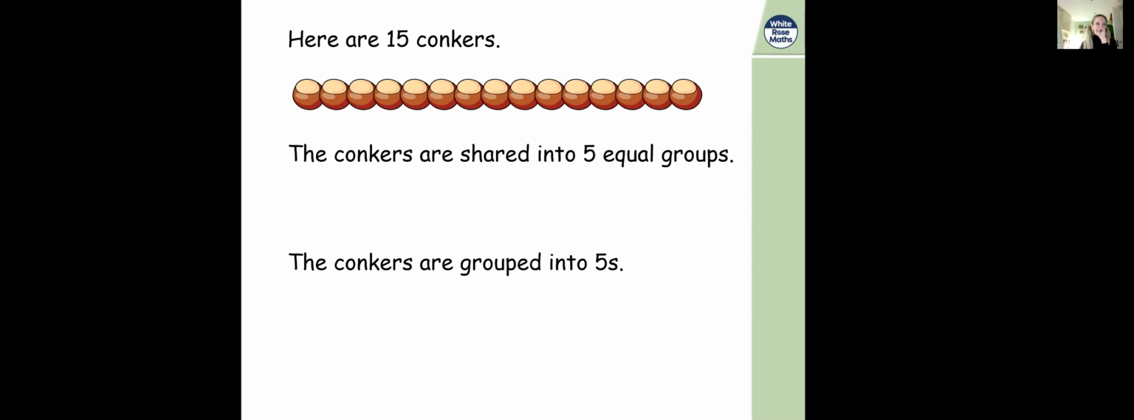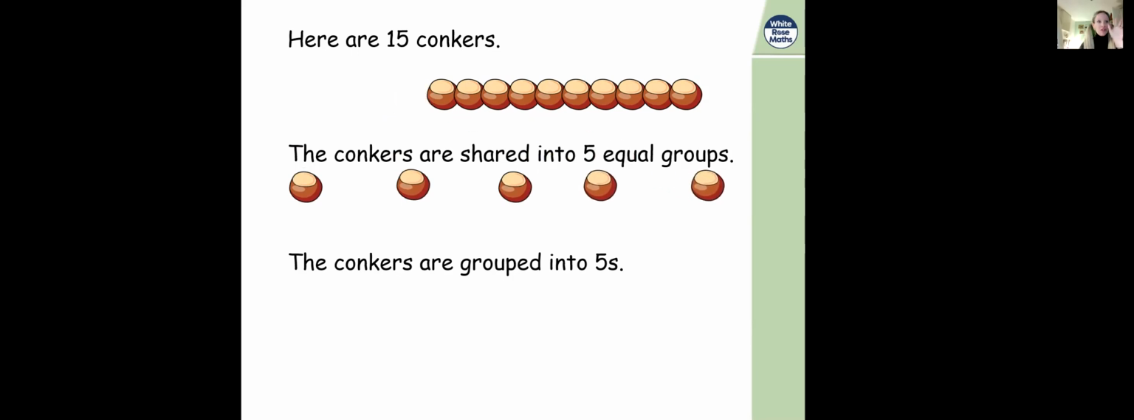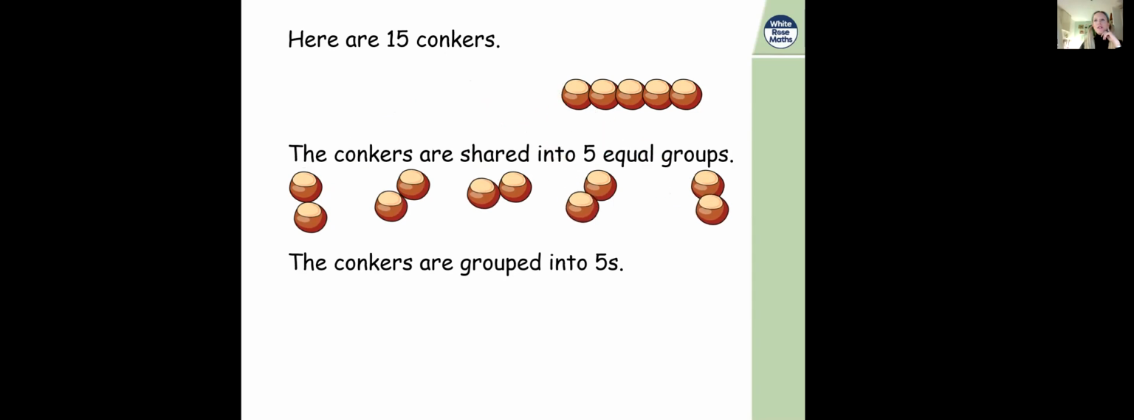Okay, how did you get on? Let's start with the sharing one. Let's see if it's the same as how you did it. So with the 15 conkers, we're going to share them into 5 equal groups. 1, 2, 3, 4, 5. Right, there's my 5 groups, and then I'm just going to carry on sharing. So another one in the first group, another one in the next group, and so on, until all my 15 have been shared out equally.